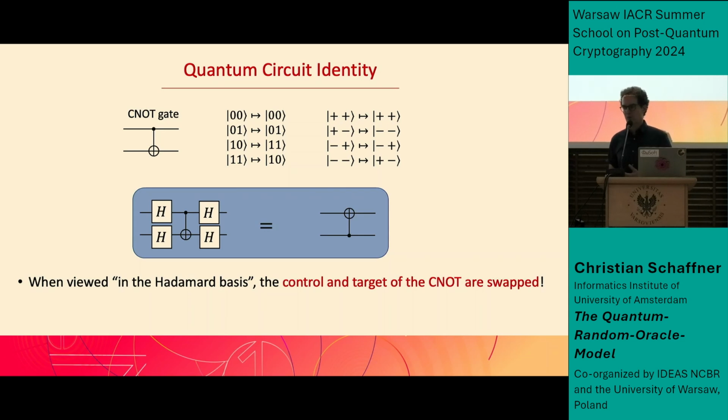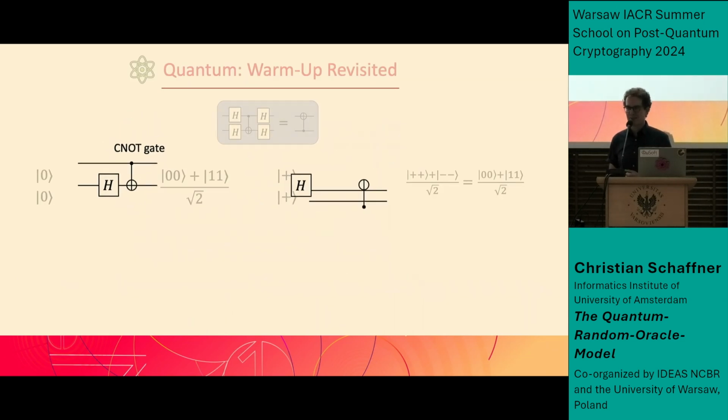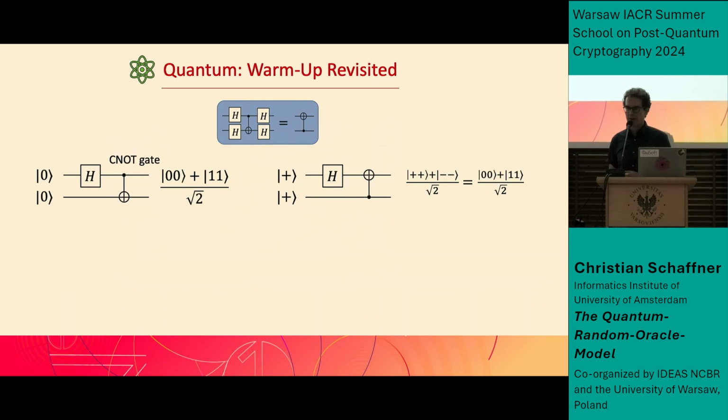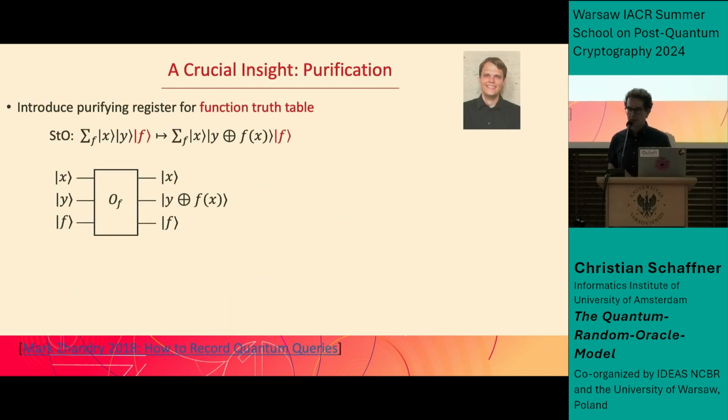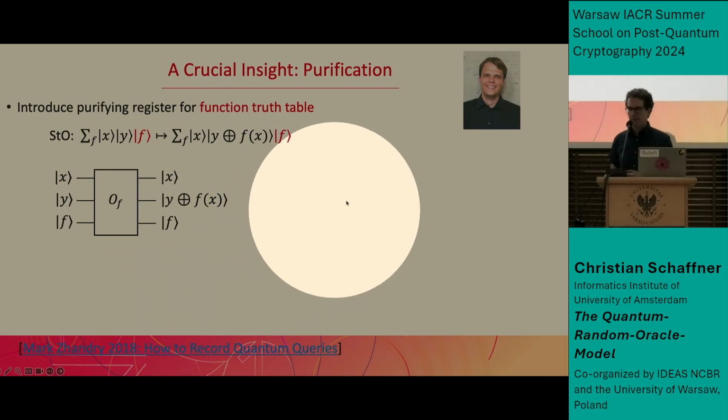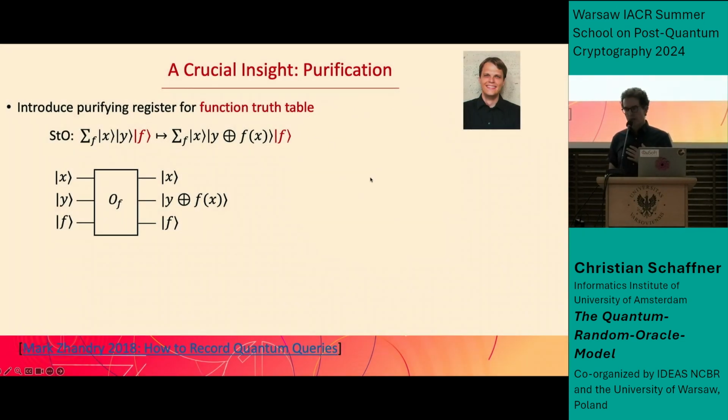Okay, so what? Now we're going to use this. I think I'm going to skip this. So there's two crucial insights, again by Mark Zhandry in 2018. In order to deal with the quantum random oracle model, he introduced this compressed oracle technique. And there's two main ingredients.